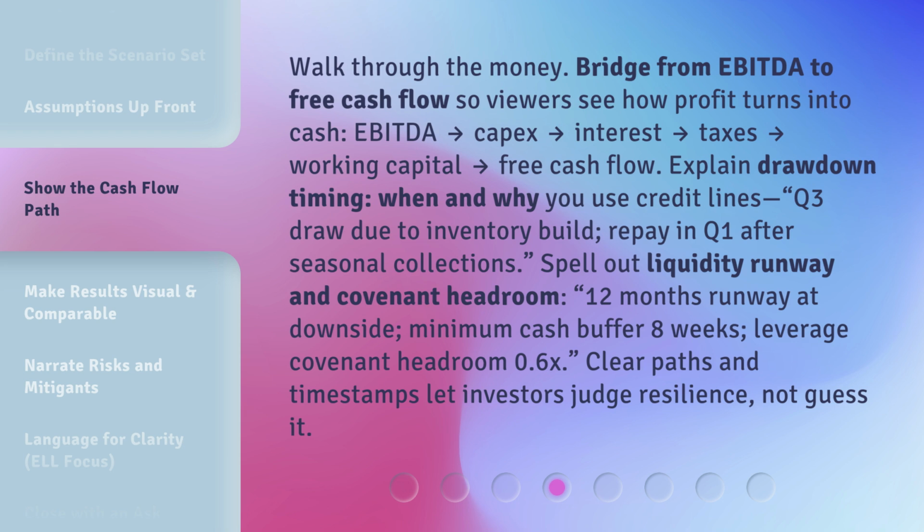Spell out liquidity runway and covenant headroom. 12 months runway at downside. Minimum cash buffer 8 weeks. Leverage covenant headroom 0.6x. Clear paths and timestamps. Let investors judge resilience, not guess it.